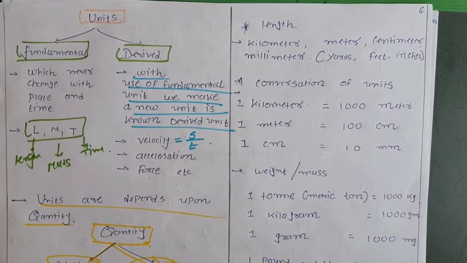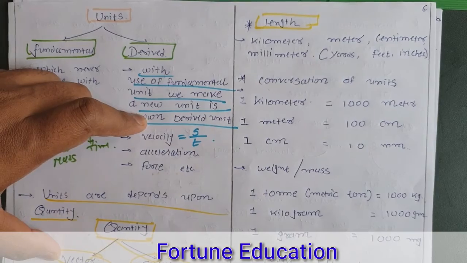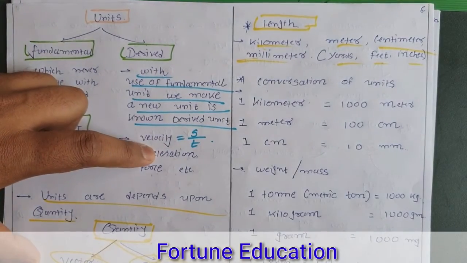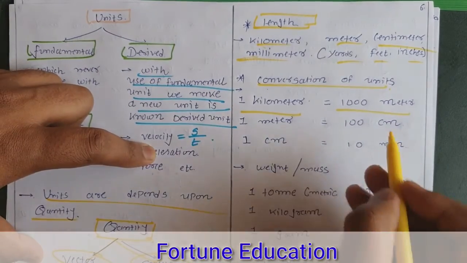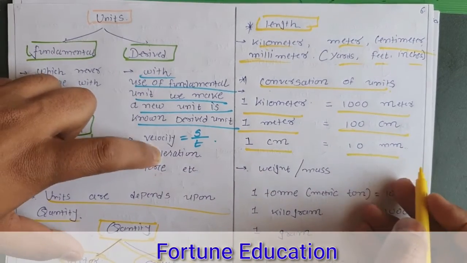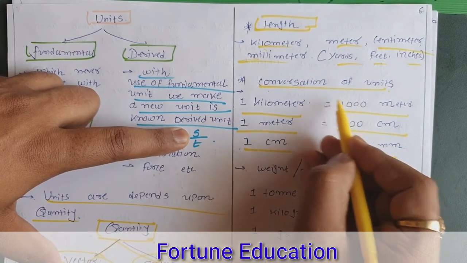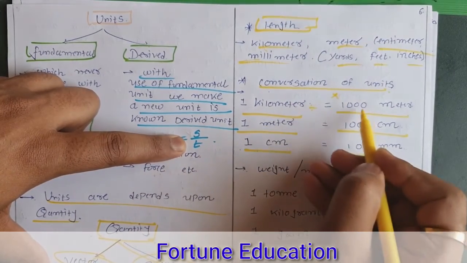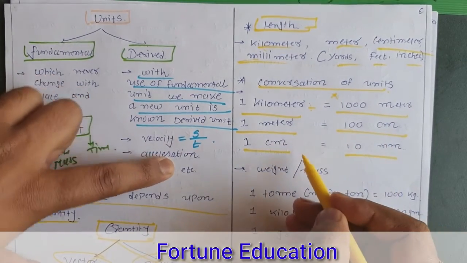Now some unit conversions, I will tell you. The first one is length. Length is measured in kilometer, meter, centimeter, millimeter, and otherwise yards, feet, inches. The conversion is: 1 kilometer equals 1000 meter, 1 meter equals 100 centimeter, 1 centimeter equals 10 millimeter. If we have to go from kilometer to meter, you multiply by 1000, and if you have to go from meter to kilometer, you divide by 1000. Likewise meter to centimeter, centimeter to meter, and millimeter to centimeter.